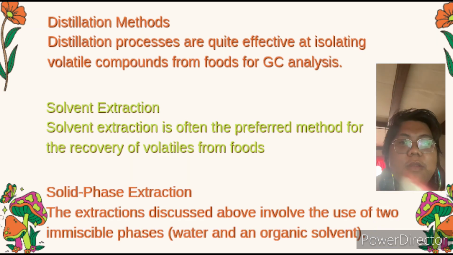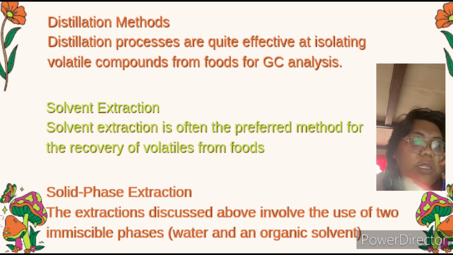Yun lang po. Okay, game. Distillation methods. Distillation processes are quite effective at isolating volatile compounds from foods for GC analysis. Ang distillation method po, ito po yung pagpoproseso na nag-i-involve ng liquid sa vapor na nagko-condense back to liquid form po. Solvent extraction. Solvent extraction is often the preferred method for the recovery of volatiles from foods.